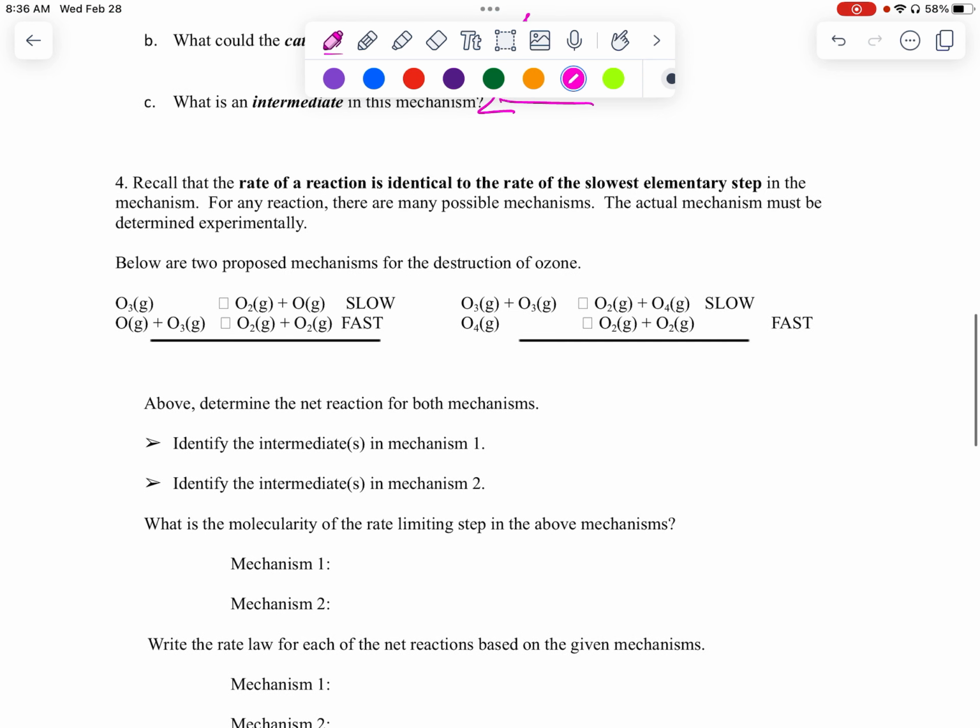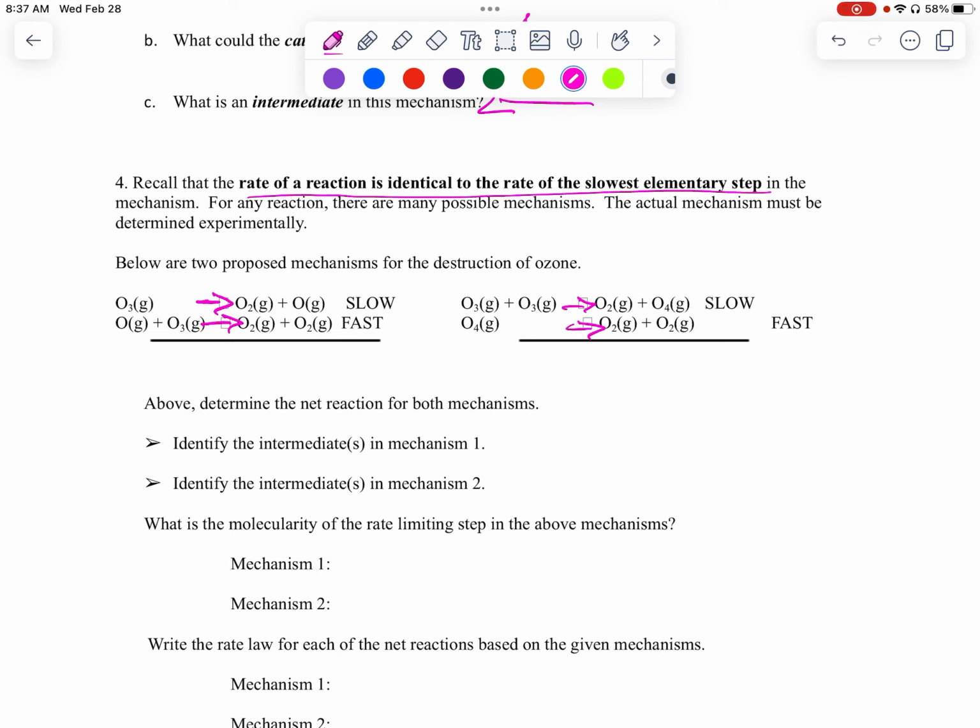Okay? The rate of a reaction is identical to the rate of the slowest elementary step. So we're going to find reaction rates a couple of different ways. One is through data analysis, and it's fun, but it's not necessarily difficult. This is the other way. If you know the slow step, you can write the rate law right from the slow step. All right, and I'm going to show you how to do that.